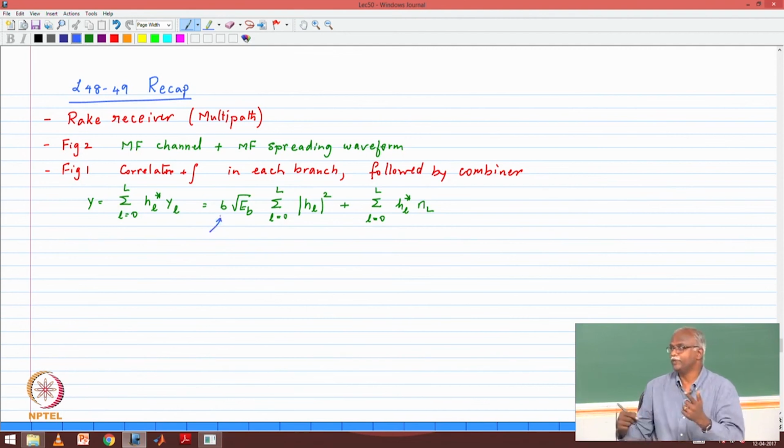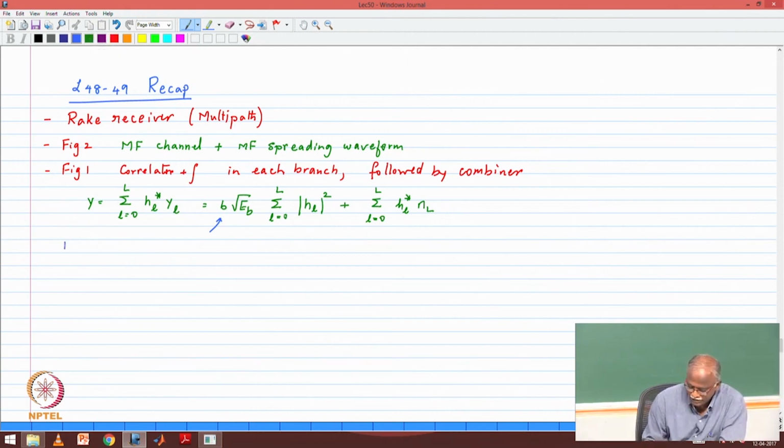Now, N_L and eta_L, I definitely want you to keep those two things in mind. One point to note is that there is only one data symbol B. We do not have B1, B2, B3. When it is multi-user, then each of the users is transmitting a different bit. Here there is only one user transmitting one bit, and that signal is getting replicated multiple times because of the multipath.